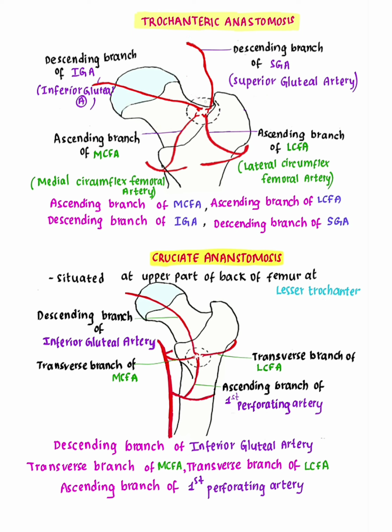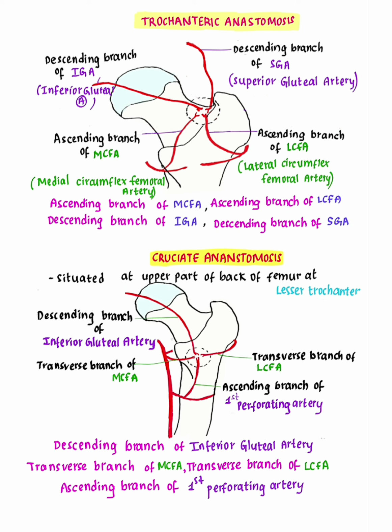Trochanteric anastomosis. It is situated near trochanteric fossa. It is formed by two descending branches and two ascending branches: ascending branch of medial circumflex femoral artery, ascending branch of lateral circumflex femoral artery, descending branch of inferior gluteal artery, and descending branch of superior gluteal artery.